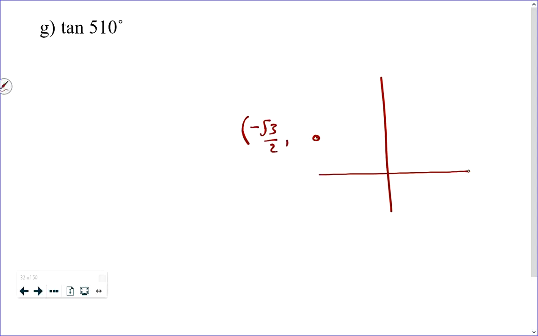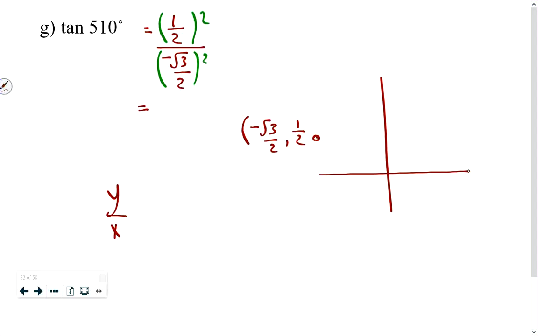Looking at my arm, it is over here where the x coordinate is negative root 3 over 2. The y coordinate is 1/2. Tangent is y over x, so we need to take 1/2 over negative root 3 over 2. Multiply top and bottom by 2, and we get 1 over negative root 3, and I'm just going to toss the negative on the top. It's okay to say 1 over negative root 3. You could rationalize it, but I don't care.